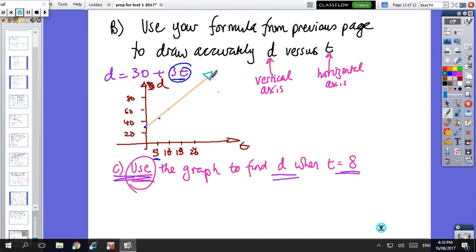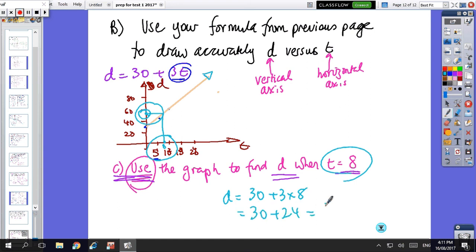And then use this graph to find the distance when t equals 8. Again, I haven't chosen a good scale, but what you do is, there's about 8 seconds, and you go up till you hit the graph, and then you go across till you hit the axis, and there's whatever that number is there. Using the graph, you have to do that, but let's just check the answer using the formula. 30 plus 3 times 8 equals 30 plus 24. So I didn't use a good scale, but that's it.